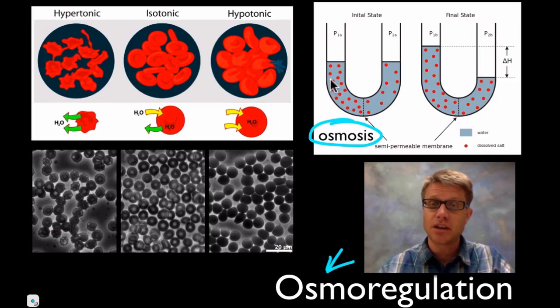We have this U-tube, and on this side, we have a high molarity of sugar, and on this side, we don't have as much. Basically, the sugar would love to spread out, but it can't because the sugar can't fit through the semi-permeable membrane, but the water can. So the water is going to flow from an area of high water concentration to low water concentration.